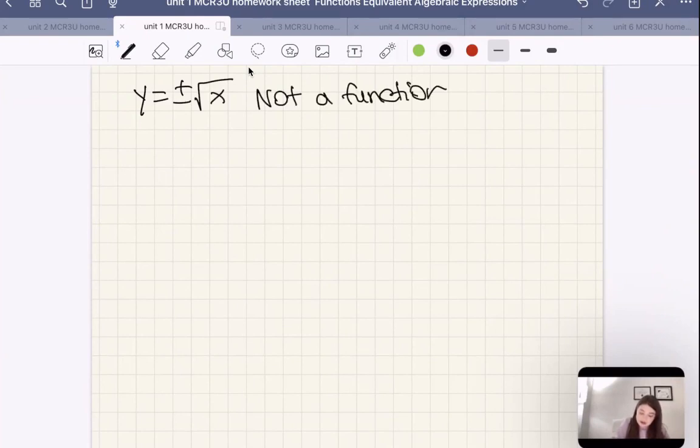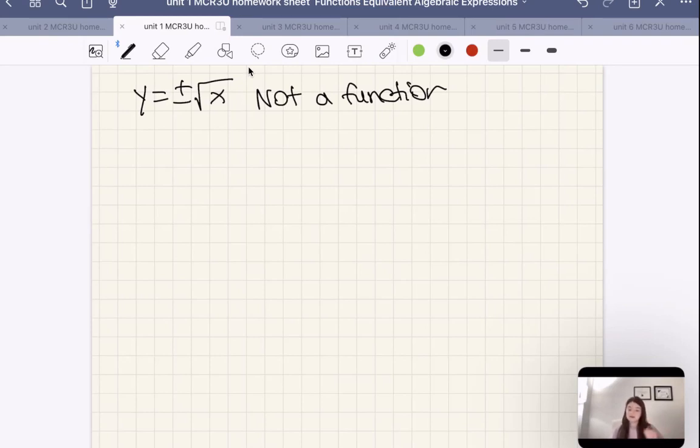This is not a function because there are x values that I could put in and square root and get two different outputs. For example, let's say I square root literally any positive number. Let's take 25. There are two possible y values if I square root it: plus 5 and negative 5. So this is not a function.